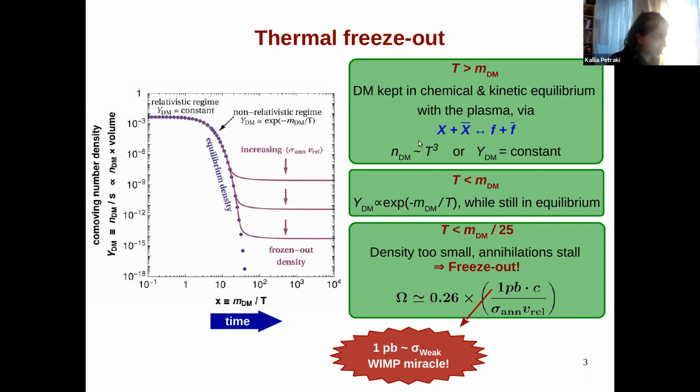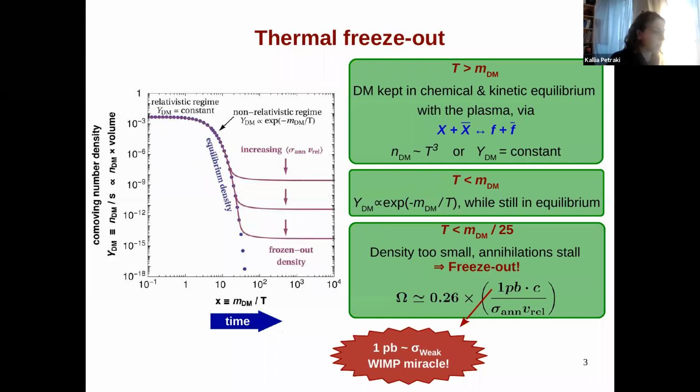Initially, dark matter was relativistic when the temperature was high enough. Eventually, the universe expanded and cooled down, and dark matter became non-relativistic. This means that the density of dark matter became exponentially suppressed. Eventually, the dark matter particles stopped finding each other, the self-destruction stopped, and this means that the dark matter density froze out.